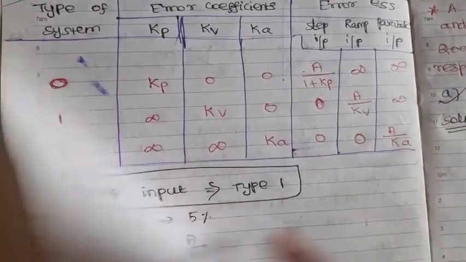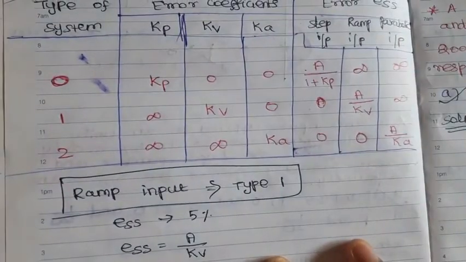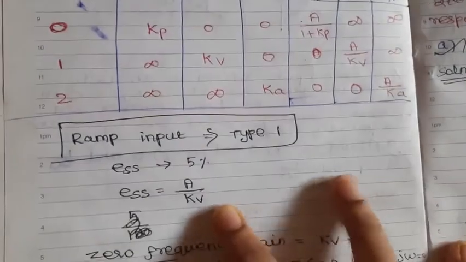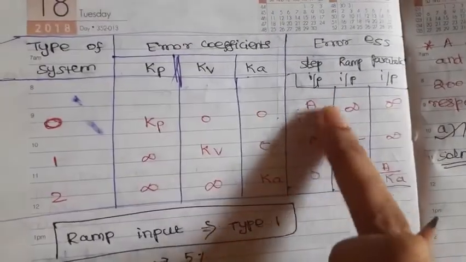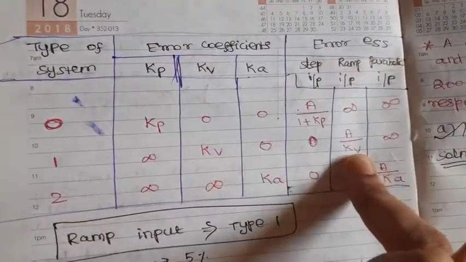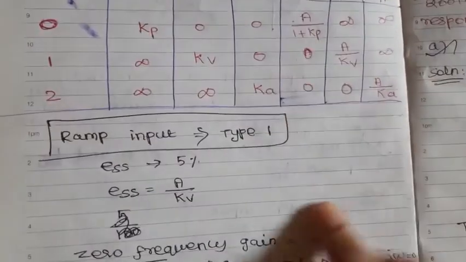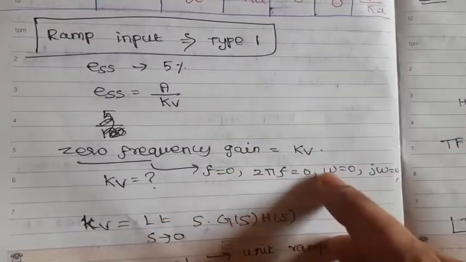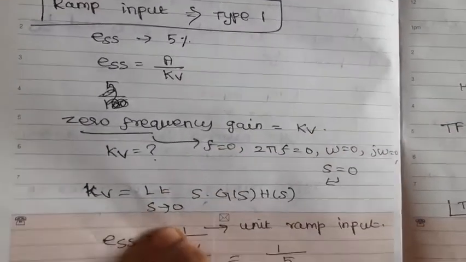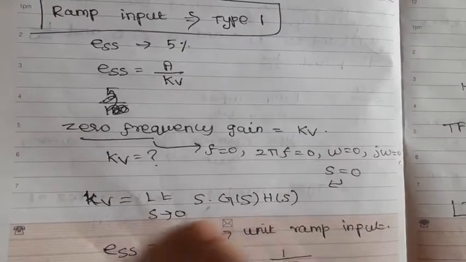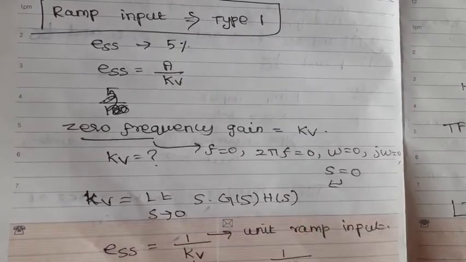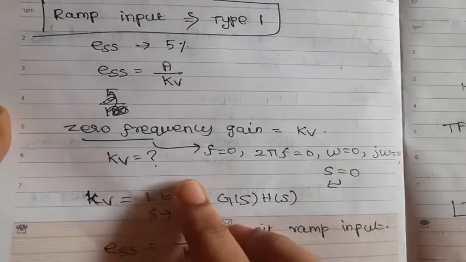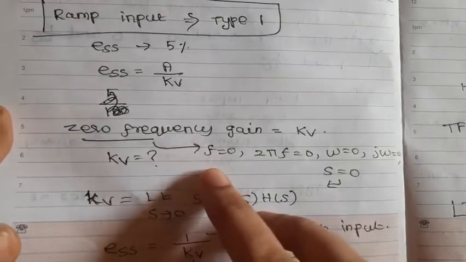Then what else do we need to find out? Steady state error is given, zero frequency gain is asked. For a ramp input, what is the steady state error? This one, A by Kv. So A by Kv is equal to 5%, which means 5 by 100, right? Kv is nothing but limit s tends to 0 of s times G(s). This is the formula for Kv. So zero frequency gain means at f equal to 0.